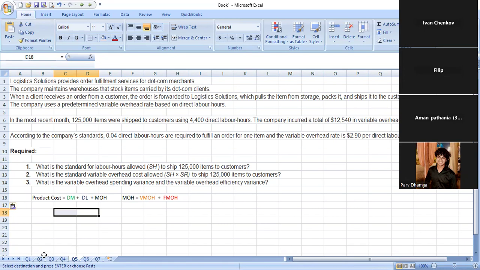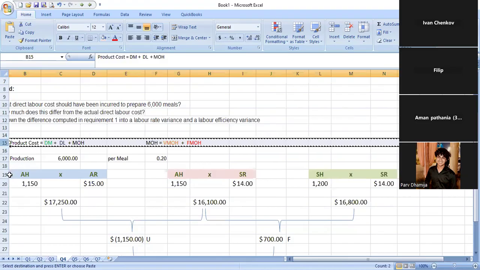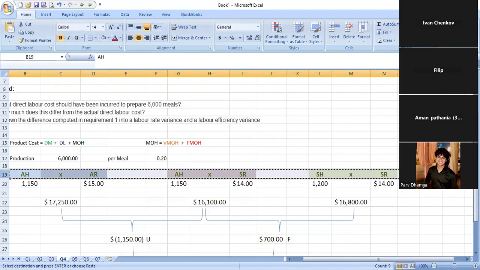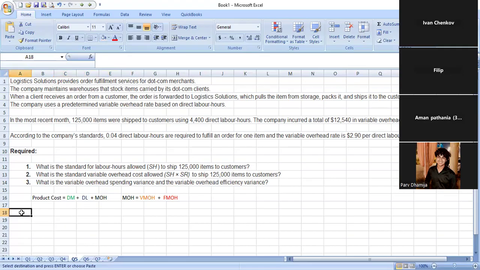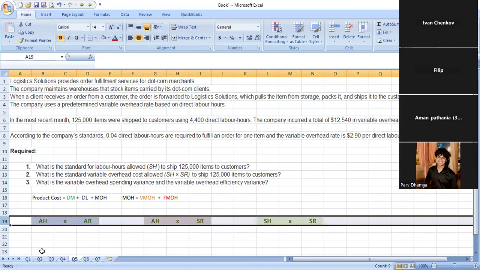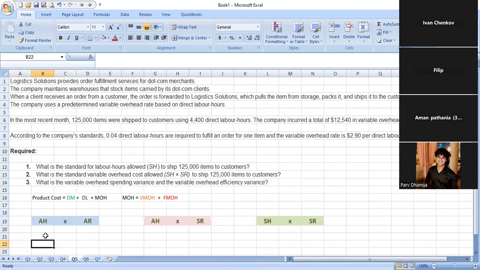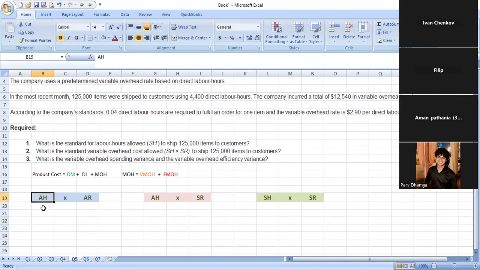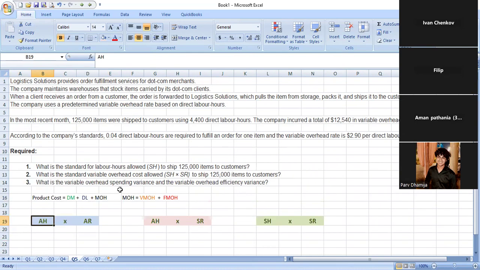So what we have to do is grab this line only and post it here, and we're going to start working with this question. Since we're using the direct labor hour as a driver, we're going to have the same abbreviations here: actual hours, actual rate, actual hours, standard rate, standard hours, standard rate. And we're going to start one after another.